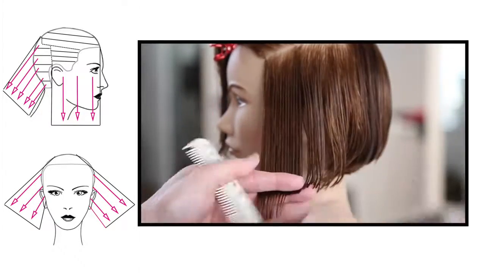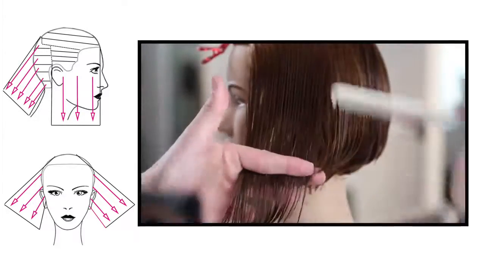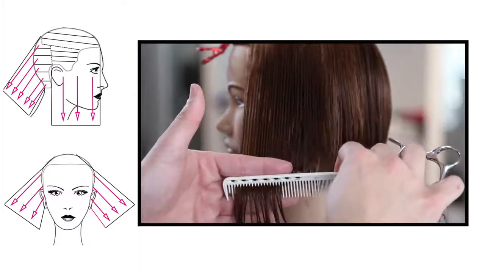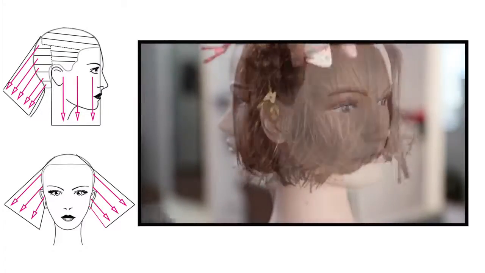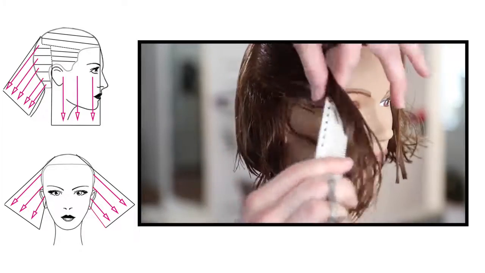So the first section is straight down with little tension in my fingers, and then all the sections after that are slightly elevated to just lighten up the section, add a little bit of length towards the chin because I want it to follow the jawline and then tuck around the chin.